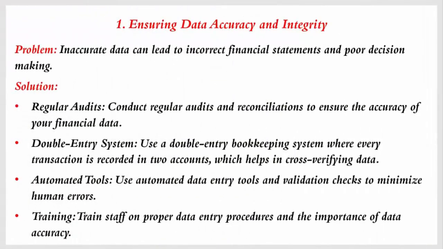1. Ensuring data accuracy and integrity. Problem: inaccurate data can lead to incorrect financial statements and poor decision-making. Solution: regular audits. Conduct regular audits and reconciliations to ensure the accuracy of your financial data. Double entry system. Use a double entry bookkeeping system where every transaction is recorded in two accounts, which helps in cross-verifying data. Automated tools. Use automated data entry tools and validation checks to minimize human errors. Training. Train staff on proper data entry procedures and the importance of data accuracy.